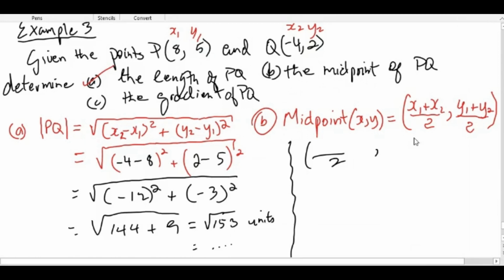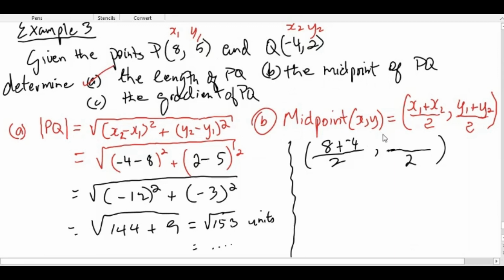All right, what are we going to put inside there? Talk to me. X1 is what? Plus. X2 is what? All right, it's the x's that you're adding. So look for the first digit, the first numbers in each. So just simply add 8 plus negative 4. The first coordinate is the x coordinate. You're adding the x coordinates. 8 plus negative 4.